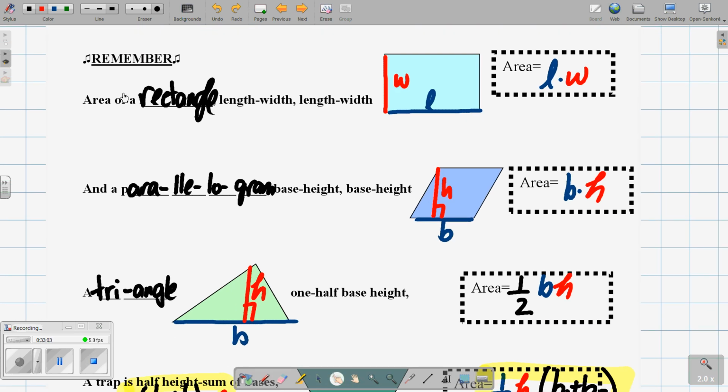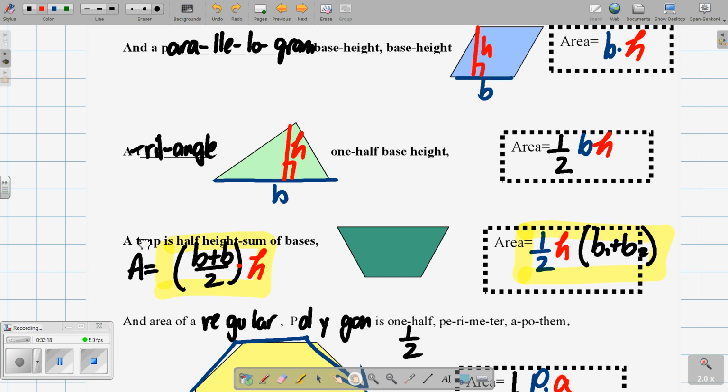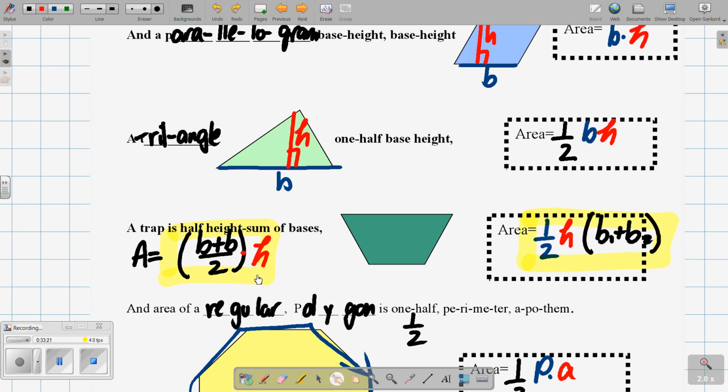The area of a rectangle, length width, the parallelogram, base height, a triangle, 1/2 base height, a trapezoid is height sum of bases, an area of a regular polygon is 1/2 perimeter apothem.